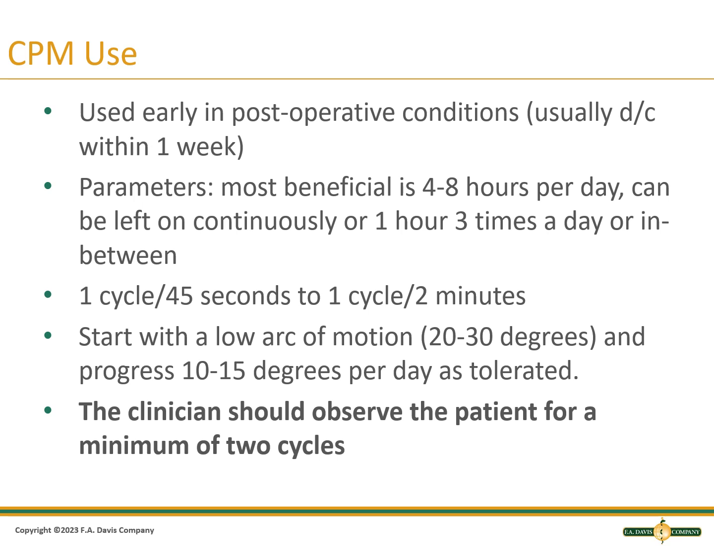We can set them at a rate of 1 cycle every 45 seconds or 1 cycle every 2 minutes. And a cycle would be taking a patient from starting range to full end range, and then back to the starting position. And so 2 minutes, you can imagine, would be a pretty slow movement. We want to start with a low arc of motion, 20 to 30 degrees, and progress 10 to 15 degrees per day as tolerated until we reach our target total arc of motion. And the clinician should observe the patient for a minimum of 2 cycles before leaving the patient with independent CPM use.